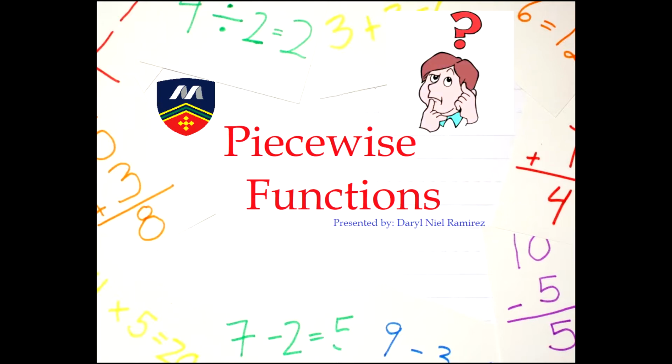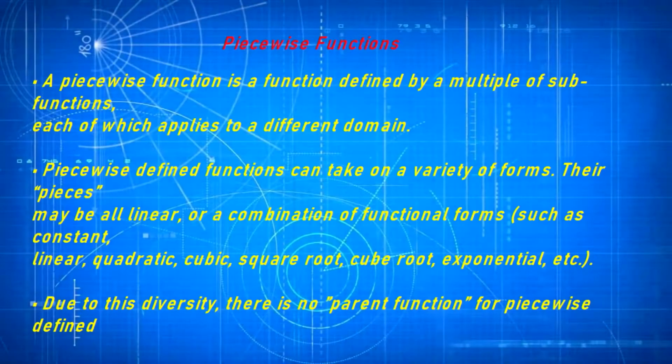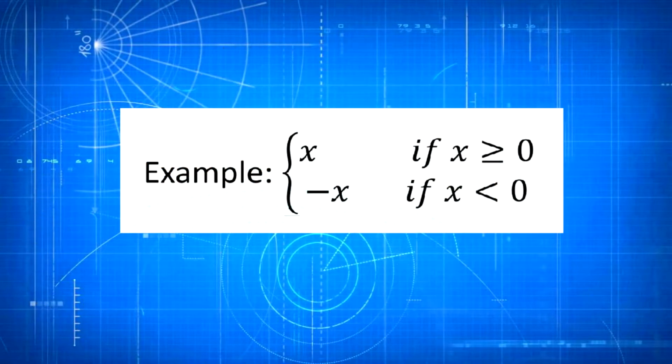So, what is a piecewise function? It says here, a piecewise function is a function defined by multiple sub-functions, each of which applies to a different domain. Piecewise defined functions can take on a variety of forms. Their pieces may be all linear or a combination of functional forms. Due to this diversity, there is no parent function for piecewise defined functions. So here is an example of a piecewise function.